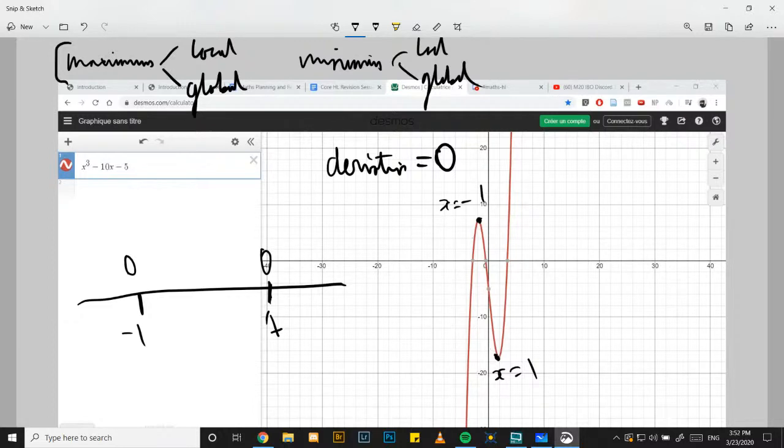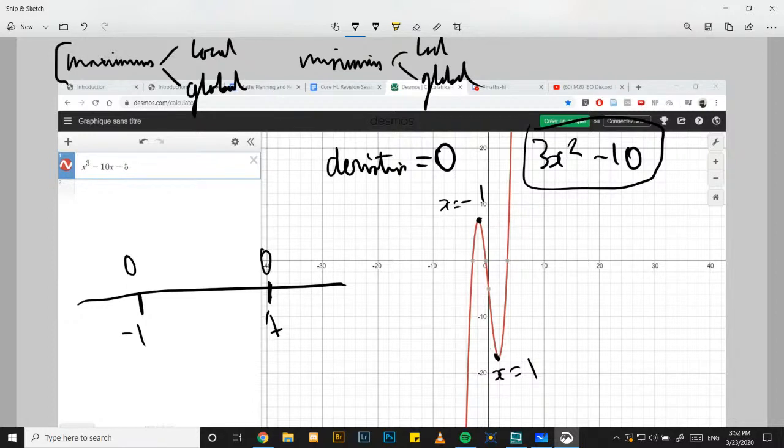So for example, we can figure out what the derivative of this is, which is going to be 3x squared using a normal power rule. So that's 3x squared, and then minus 10x is going to give us minus 10, and that's what the derivative is. The negative 5 disappears when you take the derivative. So 3x squared minus 10.